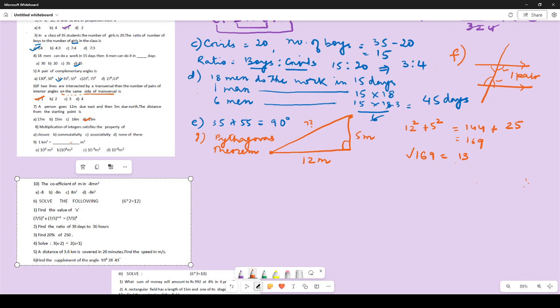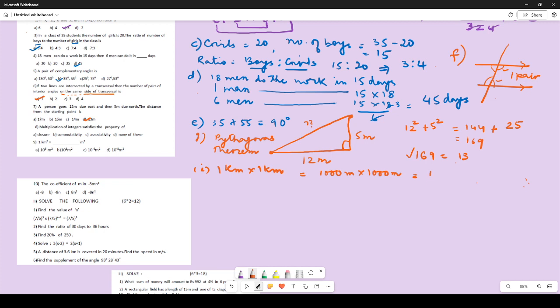1 kilometer square is equal to how many square meters? Now see, here this was about simple conversion. 1 square kilometer means what? 1 kilometer into 1 kilometer. Now what does this mean? 1 kilometer is equal to how many meters? 1000 meters into 1000 meters.